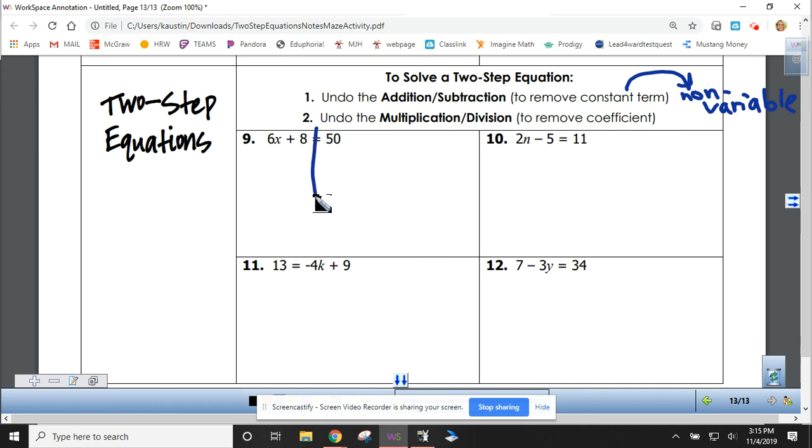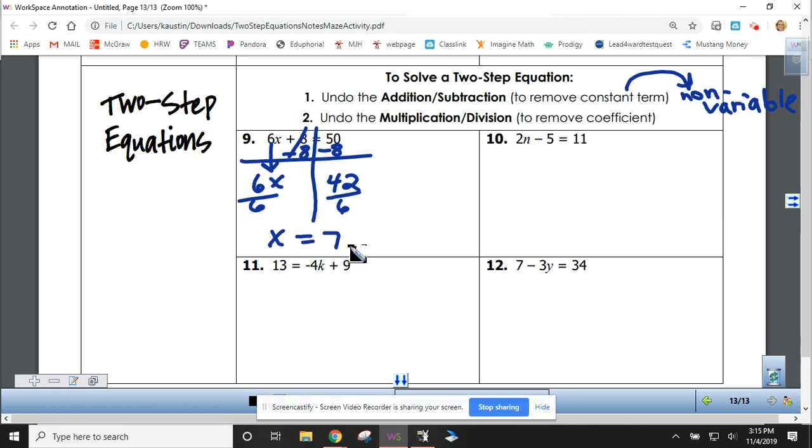So here, I like to separate it at the equal sign. I need to get all my constants to one side. So this 8 is hanging out with my variable. So the opposite to get rid of it is to subtract it from each side. That's canceled out. So I bring this down. 6x equals 50 minus 8, which is 42. And now I'm down to one step. I'm going to divide by 6 on each side. I get x equals 7.